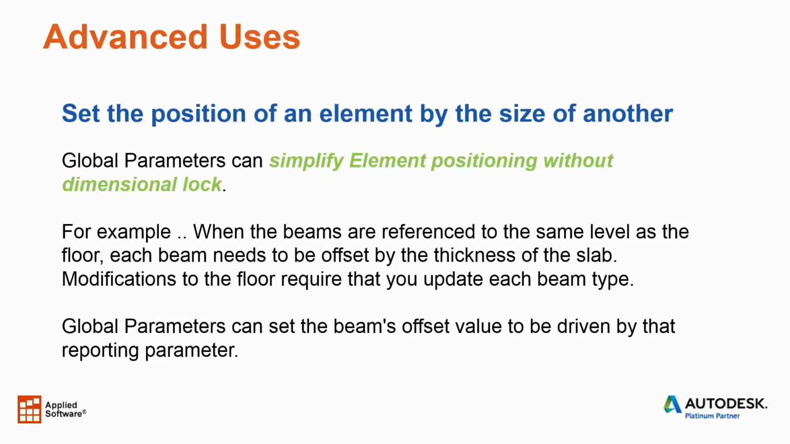So other advanced uses are setting the position of an element by the size of another, and this happens because global parameters can simplify element positioning without dimensional lock. So for example, when the beams are referenced in the same level as the floor, each beam needs to be offset by the thickness of the slab. Modifications to the floor require that you update each beam type. Global parameters can set the beam's offset value to be driven by that reporting parameter.